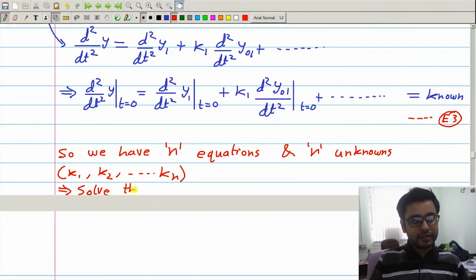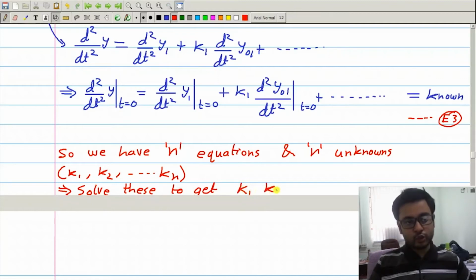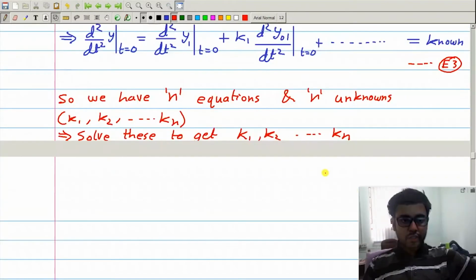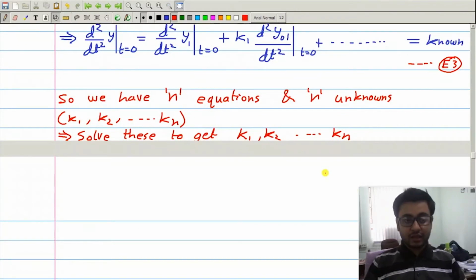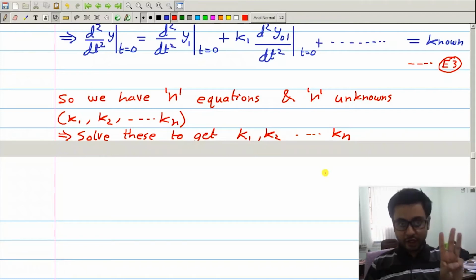Solve this to get k1, k2 up to kn. So that was the recipe for how to get the output starting from the system equation, given input and given initial conditions.